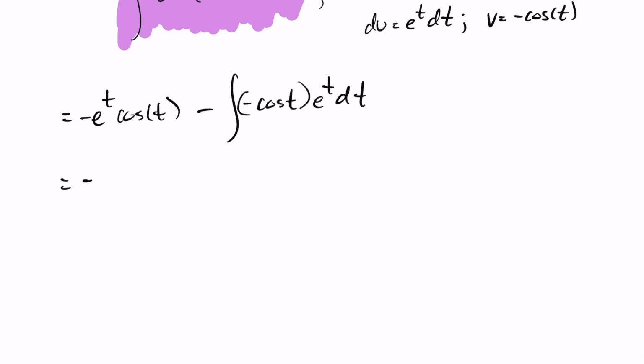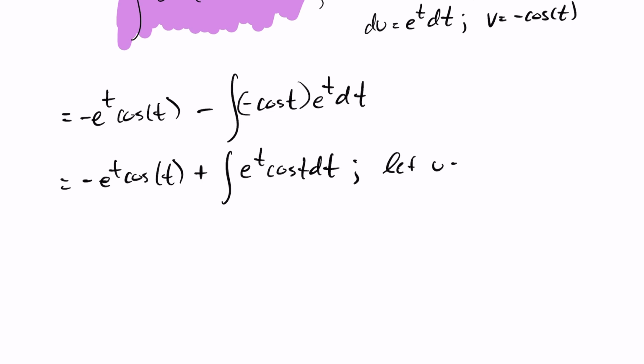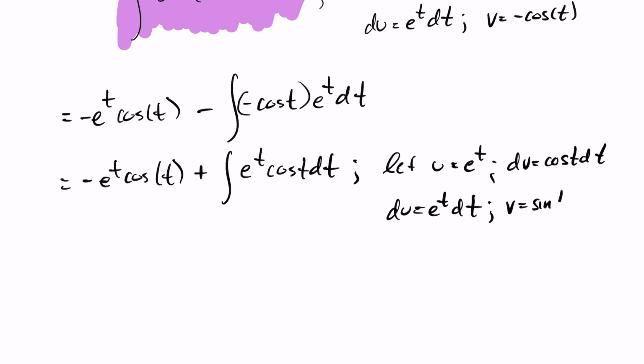So cleaning this up, this becomes negative e to the t cos of t plus the integral of e to the t cos of t dt. Doing integration by parts again, I'm going to let u equal e to the t. And this time dv is going to be equal to the cos of t dt. So du will be e to the t dt, and v is sine of t.